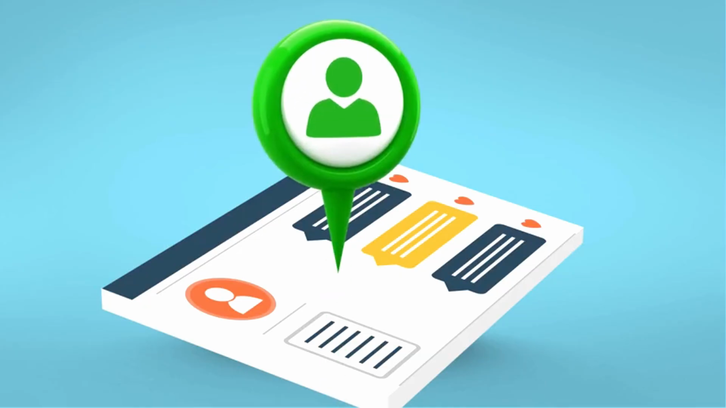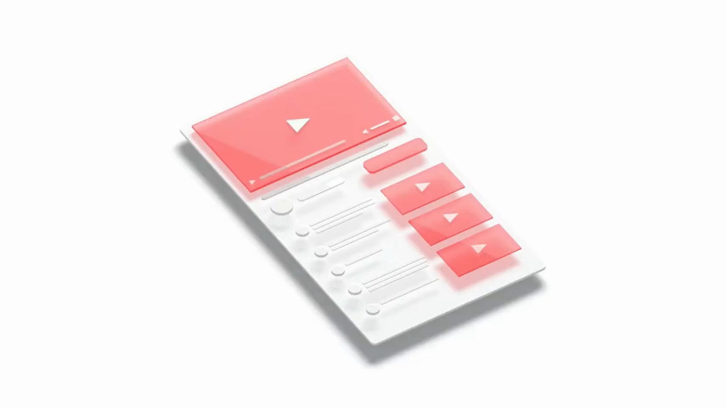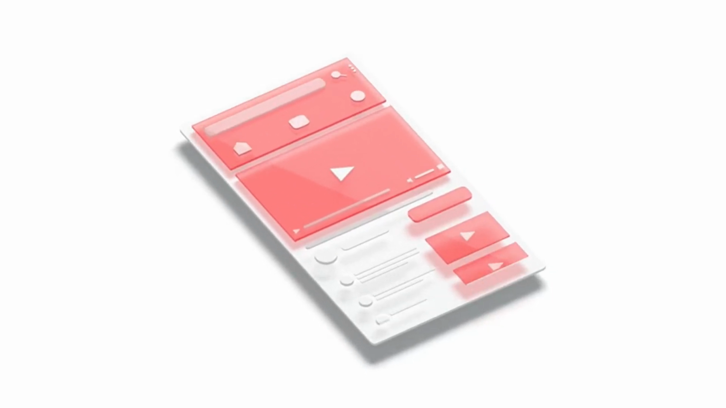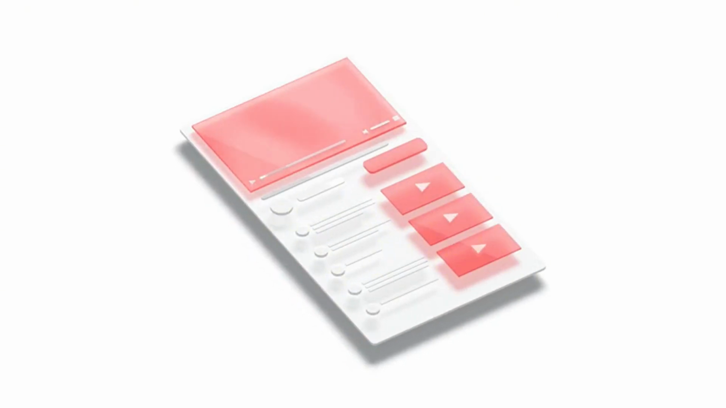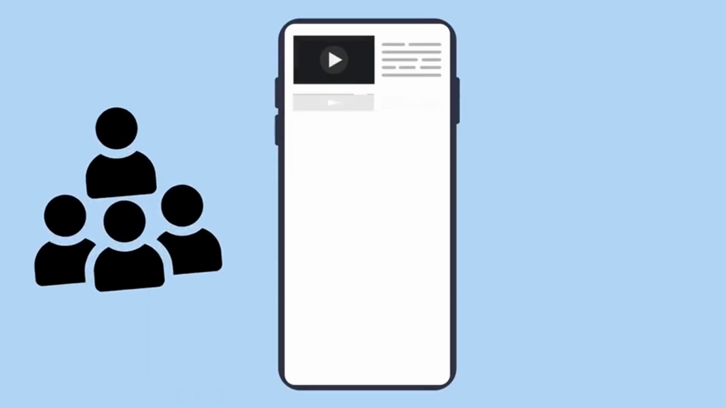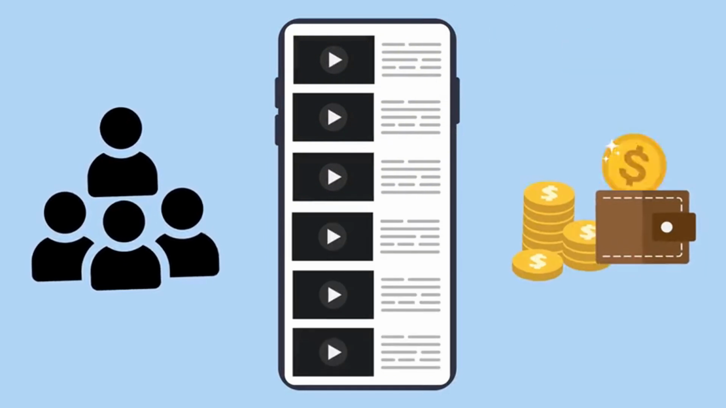Stock footage and music. Use royalty-free stock footage and background music from websites like Storyblocks, Pexels, or Epidemic Sound to enhance your content without filming anything yourself. Thumbnail and title creation. Why it matters. Thumbnails and titles are the first things viewers see, so they need to be eye-catching and optimized for clicks.